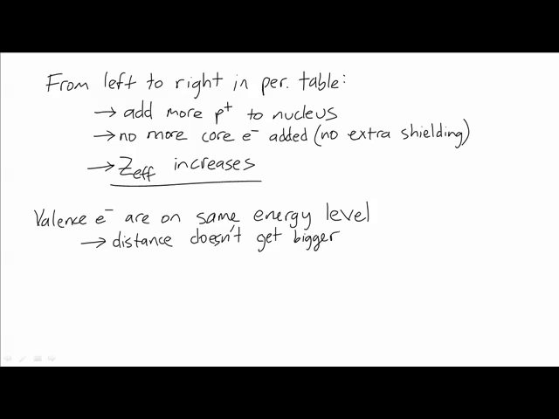So you have greater charge, same distance. From left to right in the periodic table, that tells you greater charge, same distance, stronger force of attraction. So if you want to explain the trend going left to right in the periodic table, that's how you can do it. Any questions?